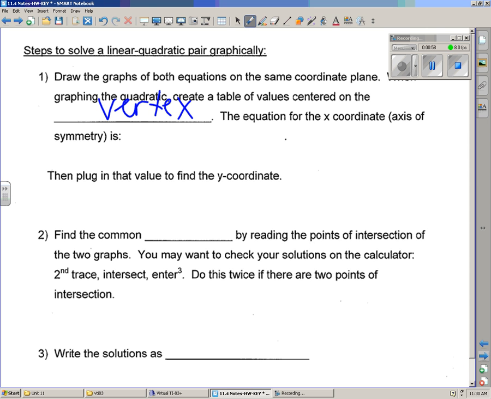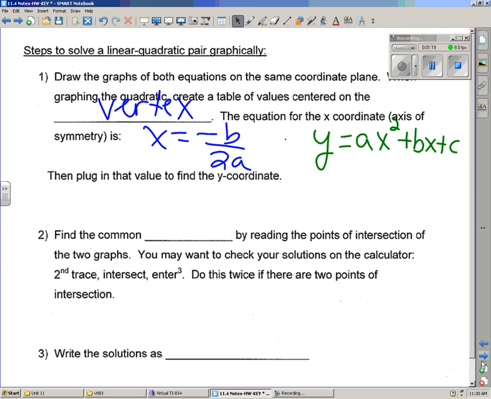The equation for the x-coordinate of this vertex, which is the axis of symmetry, is found by x equals negative b over 2a. Then to find the y value, you plug in that x-coordinate. Don't forget that quadratics are in the form of y equals ax squared plus bx plus c, so you can see where the a and the b are coming from, and when you plug in the x and you have all the numbers, you can find the y-coordinate.